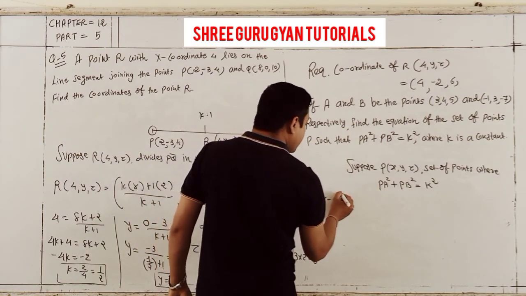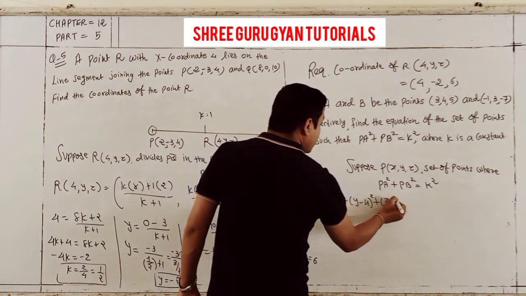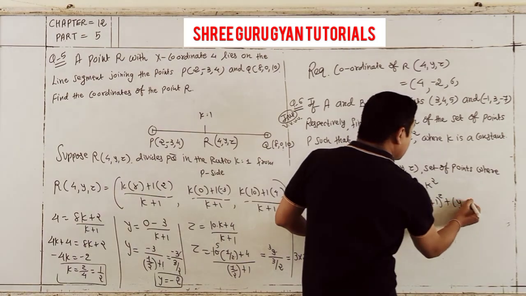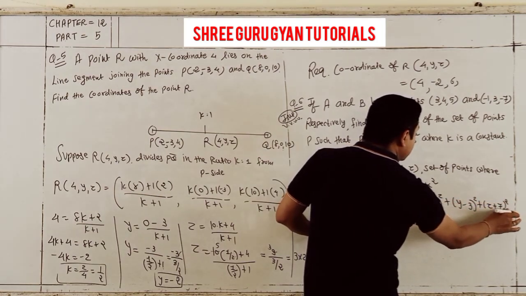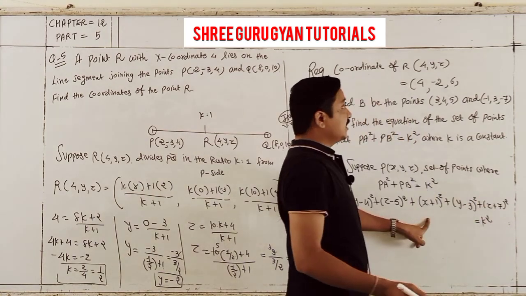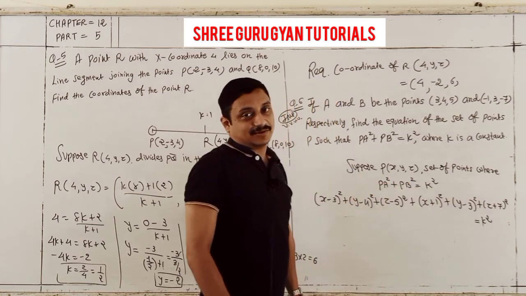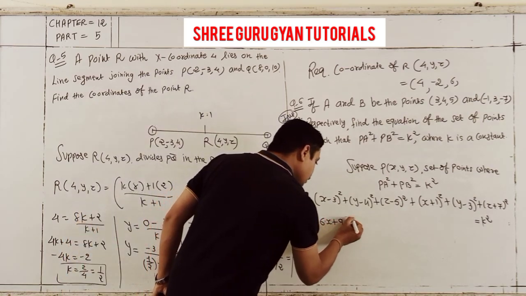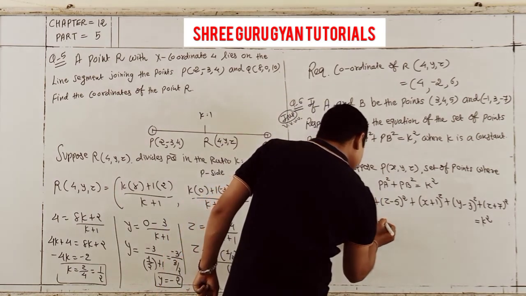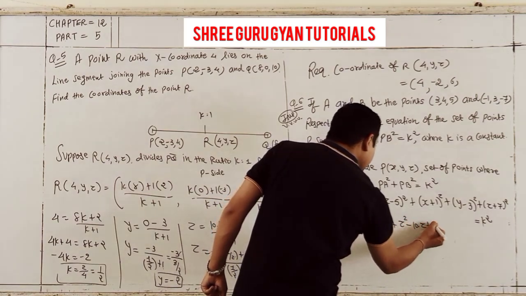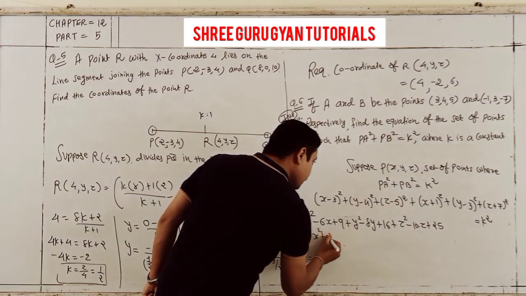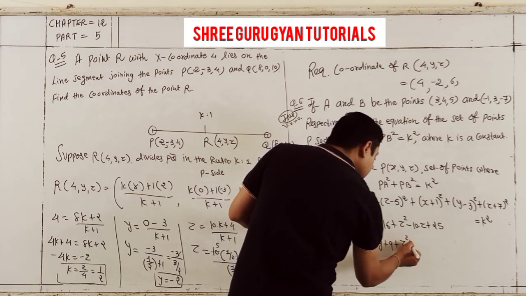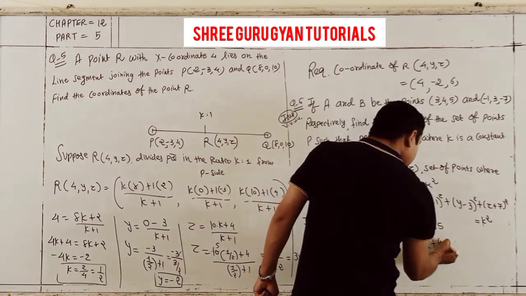Here (x minus 3) whole square, (y minus 4) whole square, and (z minus 5) whole square. Same as P to B: (x plus 1) whole square, (y minus 3) whole square, and (z plus 7) whole square is equal to k square. Now you expand totally. So x square minus 6x plus 9, y square minus 8y plus 16, z square minus 10z plus 25. Similarly, second: x square plus 2x plus 1, and next, y square minus 6y plus 9, and z square plus 14z plus 49 is equal to k square.